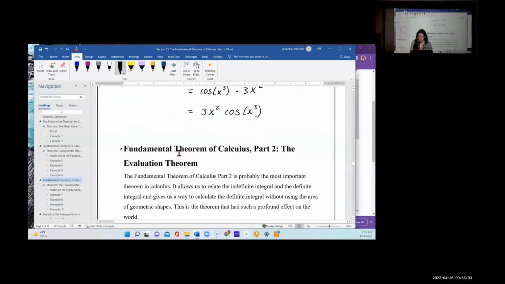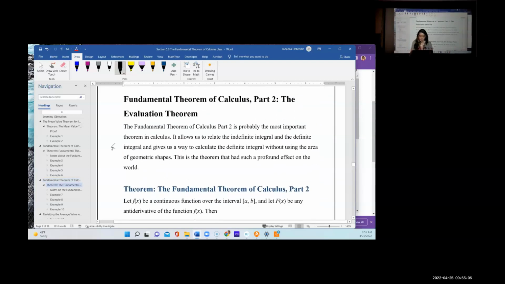Let's take a look now at the fundamental theorem of calculus part 2, which is called the evaluation theorem. This is probably the most important part of the theorem in all of calculus. It's the one that lets us relate the indefinite integral without limits of integration to the definite integral with limits of integration. It also is the one that gives us a way to calculate the definite integral without using geometric shapes like semicircles, triangles, trapezoids, rectangles.